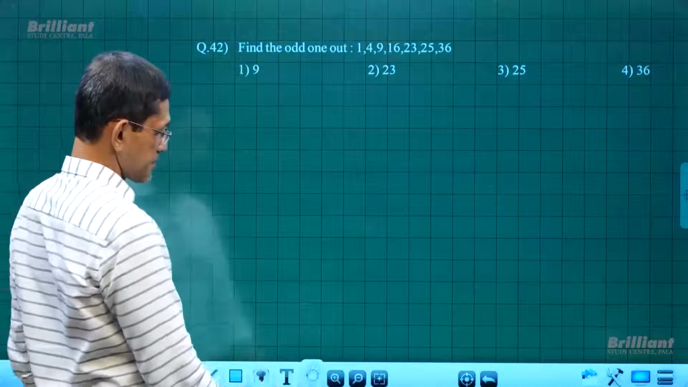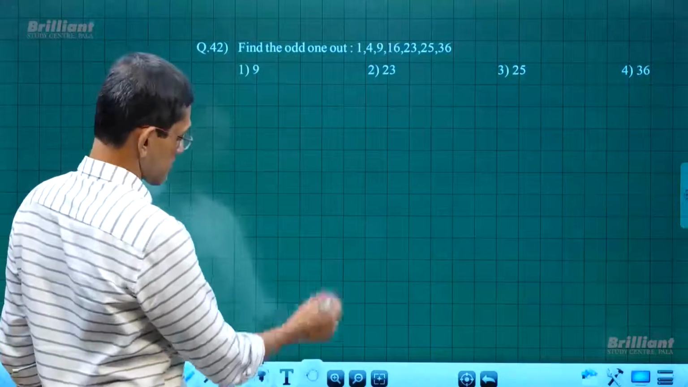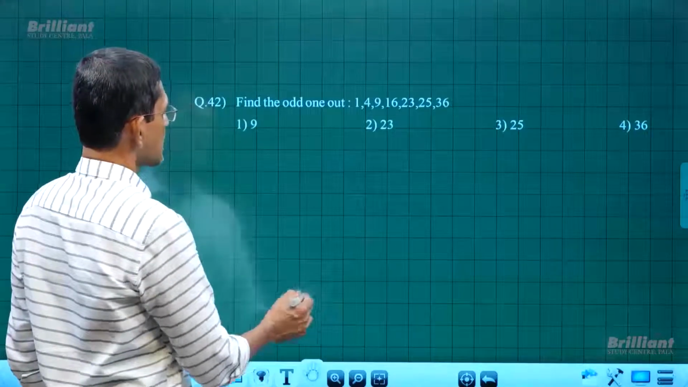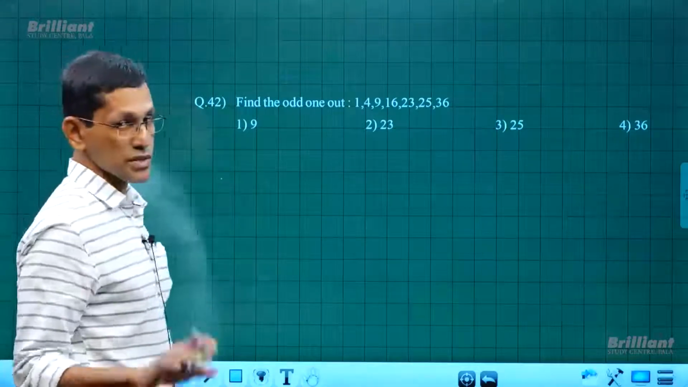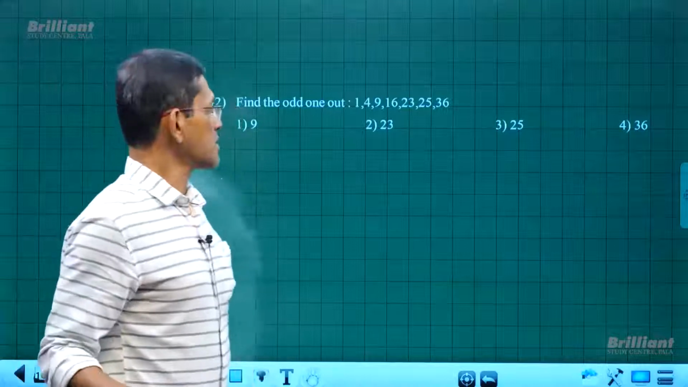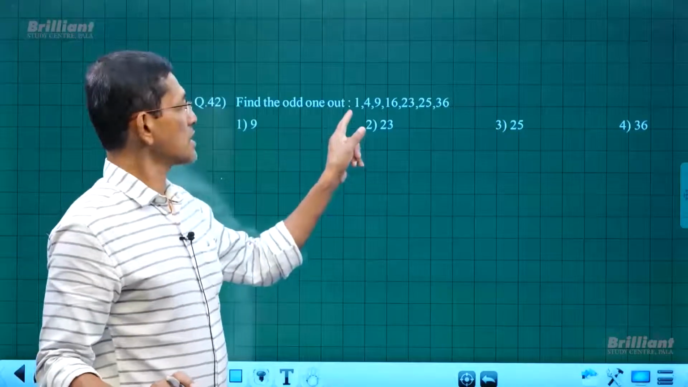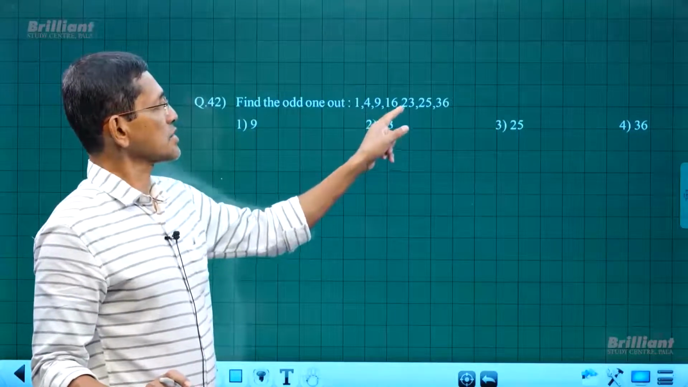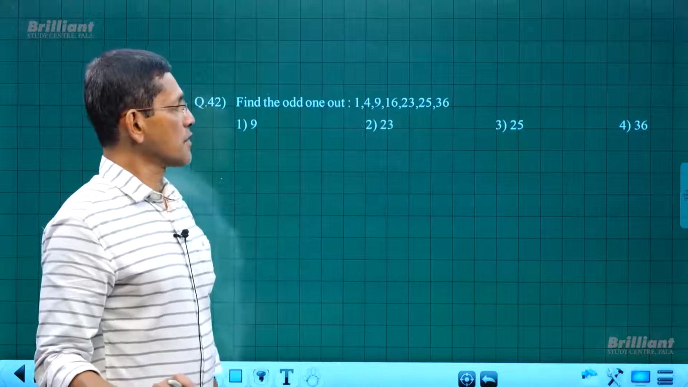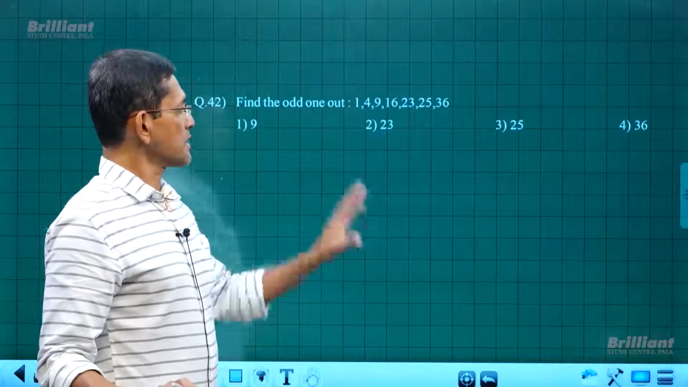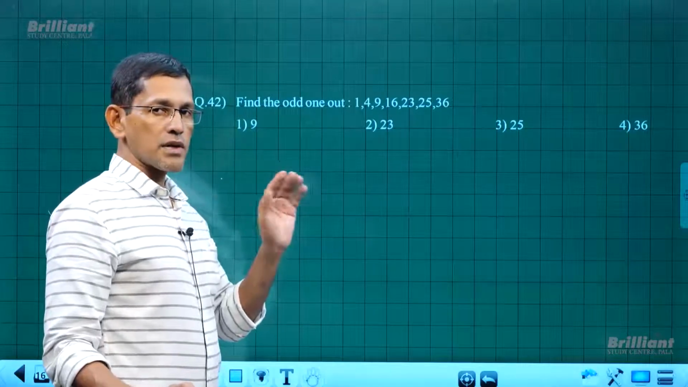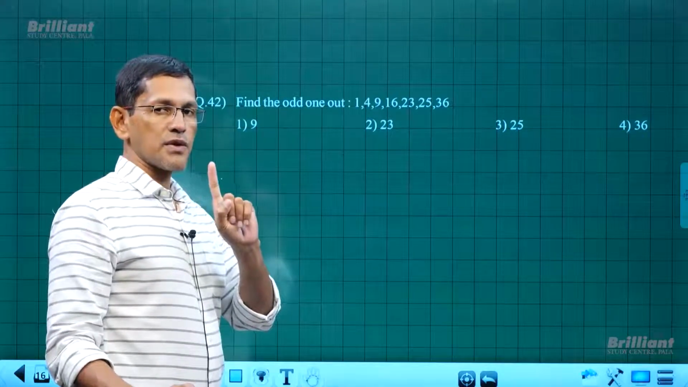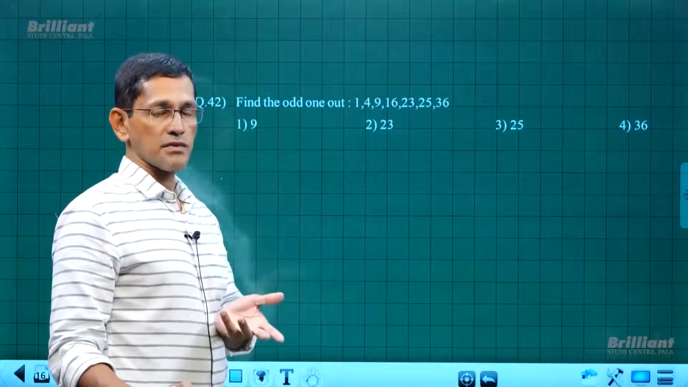42. Find the odd one. So find the one which is different from the group. Here, this is not a number series question. Be aware of it. Here we have 1, 4, 9, 16, 23, 25 and 36. Which one is different from the group? Let's say all of them are odd numbers except one number. If only one number is an even number, that could be the answer. We can take it that way.